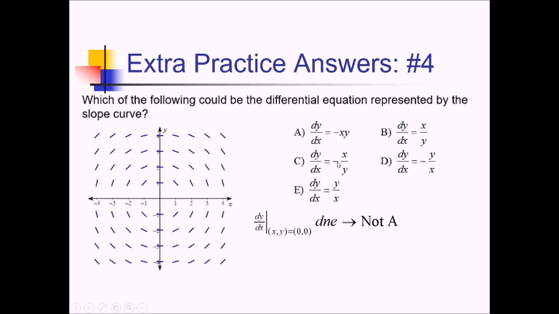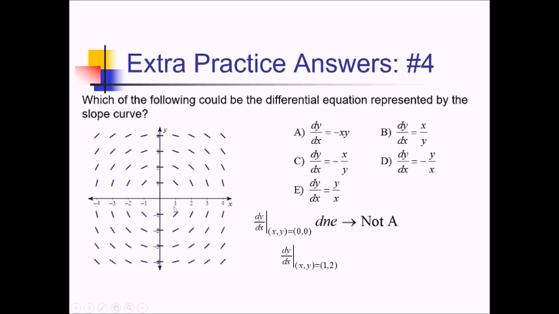Choices B, C, D, and E, you're going to end up with 0, 0 in all 4 cases, all undefined, so we can't eliminate anything else. So let's test out now an x and a y value that are different, like 1 and 2.